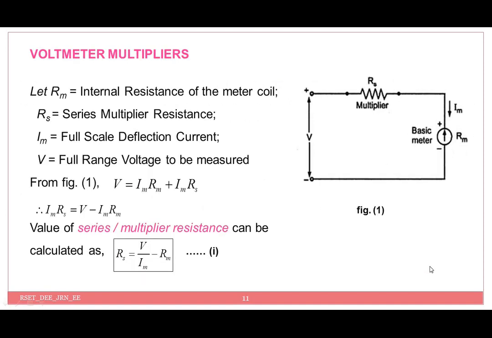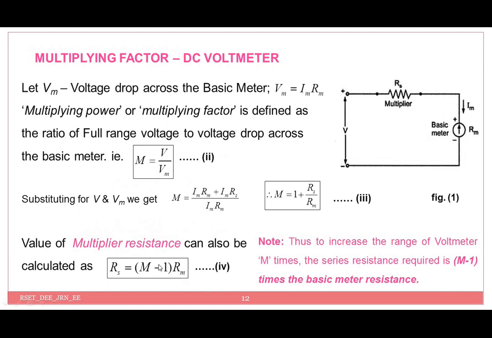So, you have seen Rs has two equations. Rs is equal to V by Im minus Rm, and Rs is equal to (M minus 1) times Rm. So, this is a fundamental equation. And M, the multiplying factor, is the ratio between V divided by Vm, and M can also be defined as M is equal to 1 plus Rs divided by Rm.